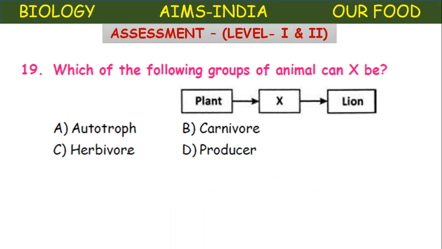And here a simple food chain is given. Which of the following groups of animals can X be? Plant, X, lion. Autotroph, carnivore, herbivore, producer. So it is a herbivore which comes in the middle. Plants are eaten by herbivorous animals, primary consumer. Then the secondary consumer is the lion. It is a simple food chain.